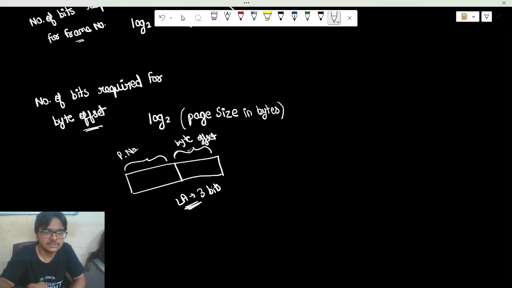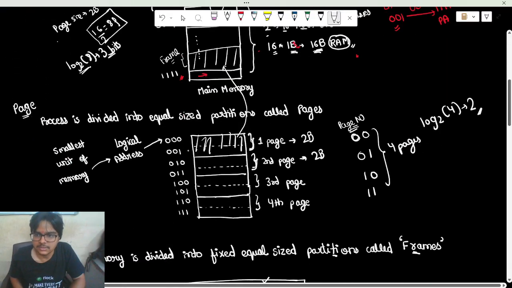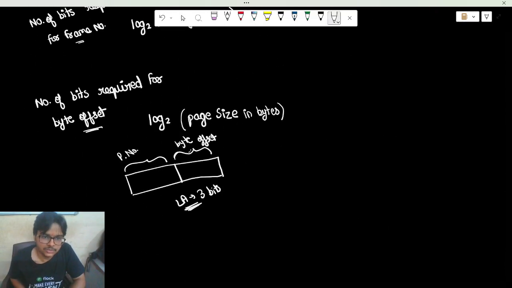As you can see in the example, page number had only 2 bits. So you can see there are 2 bits to represent page number. So how many are left? 3 minus 2, so 1 is left out of 3. So byte offset will become 1 bit here.